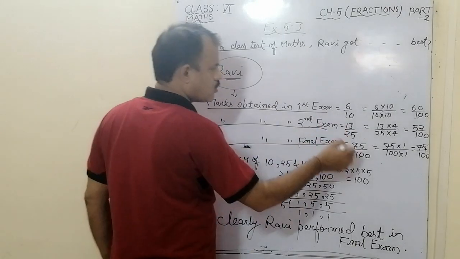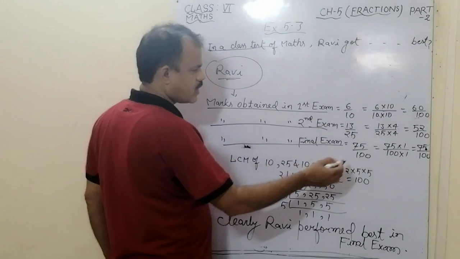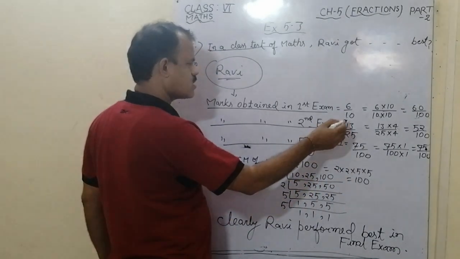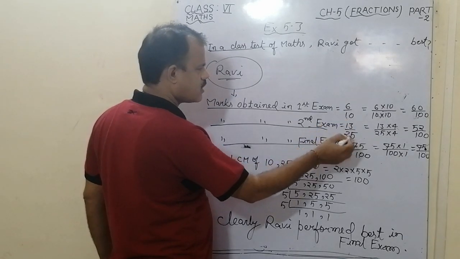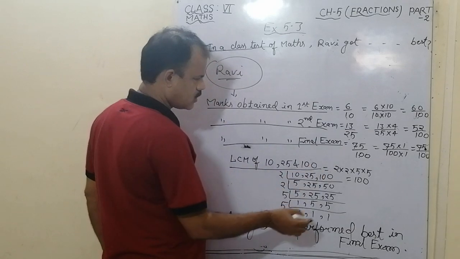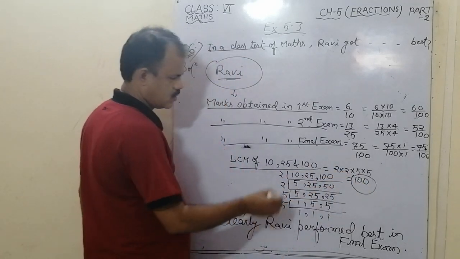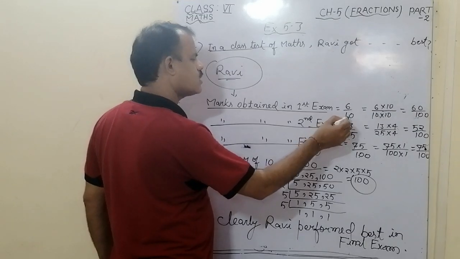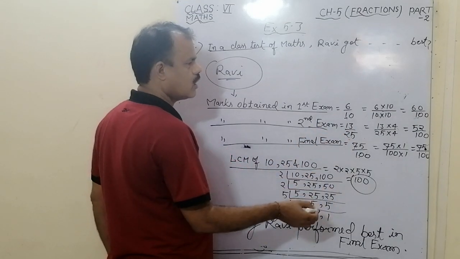So convert all three unlike fractions into like fractions. We have to take the LCM of the denominators. The denominators are 10, 25, 100. So the LCM of 10, 25, 100 becomes 100. Here we find the LCM. So we have to change the denominators 10, 25, 100 into 100.